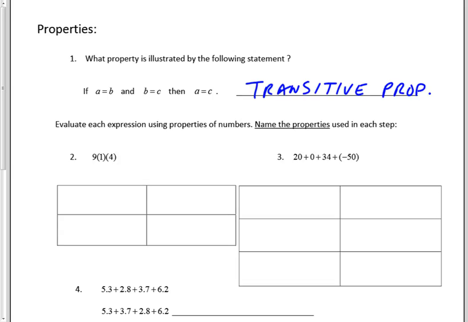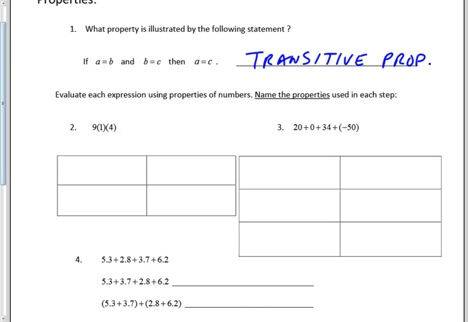Down here, I wanted you to do the work over here and then write your property over here. So, what would you do first? 9 times 1. So what I would do is I would point to what I'm doing. I'm doing this. What's the answer to that? 9. Over here you write down what property goes with that. What property says you multiply times 1 and you get the same number?